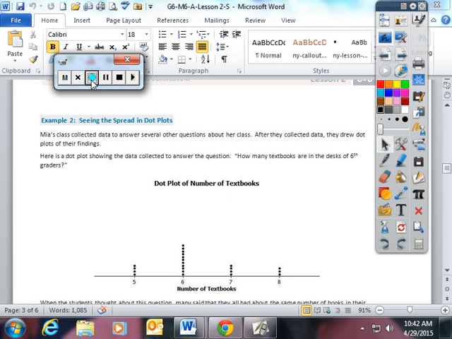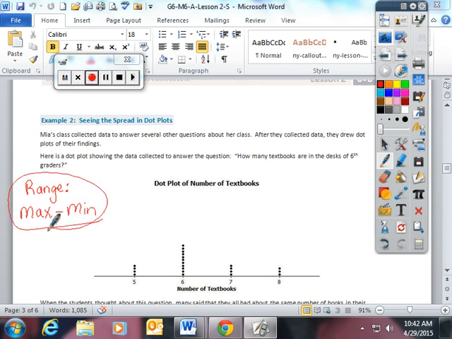And there's one word that's really important when we're talking about spreads. And the word is range. Please write it down. If you played Khan Academy today, you realize that the range is the maximum minus the minimum. And it really helps us see how far our data is spread.